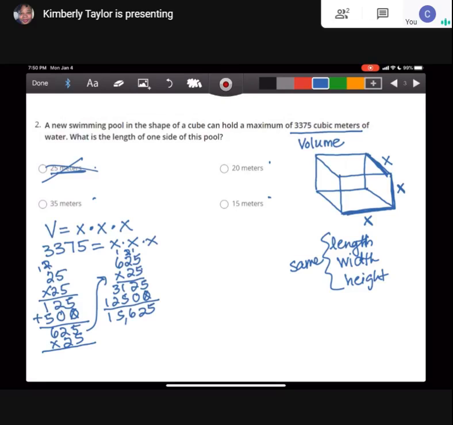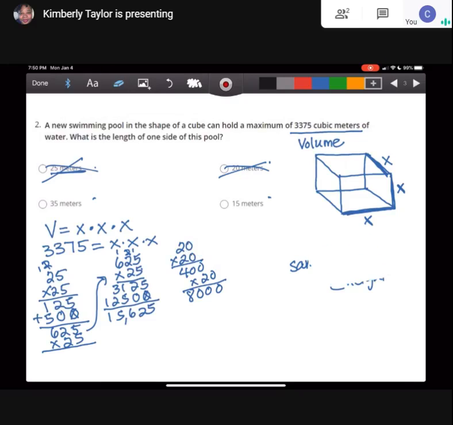Okay, so let's try the 20. If I say 20 times 20, I get 400. And then if I multiply it by 20 again, you could do this little trick, you get 8,000. That's too much. Okay, now let me give myself some space. Let's erase this. If we do 35, well, let's stop right there. If 25 was too much, then you know 35 is going to be too much. So it has to be 15.